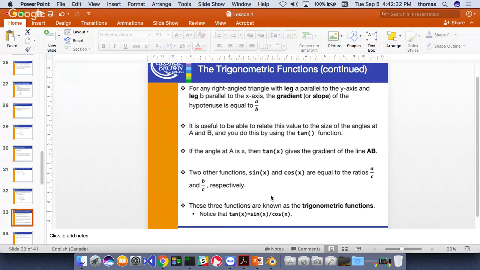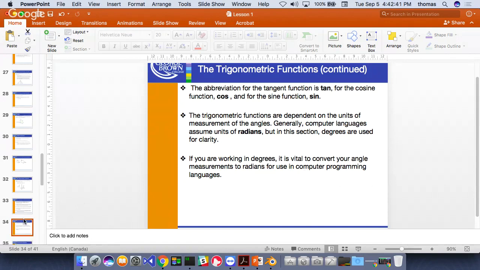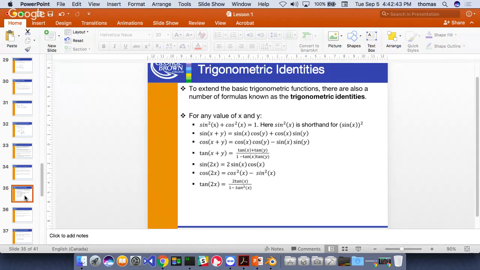So again, tangent, of course, if you think about this as sine over cosine, which we talked about. I want you to assume, like we said, that from a computer perspective, it's radians. You need to convert. Here are some trigonometric identities.